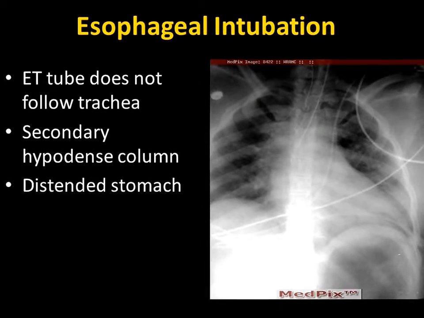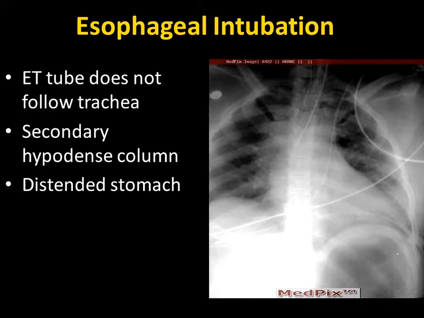In an esophageal intubation, the ET tube won't follow the airway. You may see that secondary hypodense column, which would actually represent the trachea, while the ET tube would be in the esophagus. And you can see a distended stomach if they've begun ventilating and air has been forced into the GI tract.